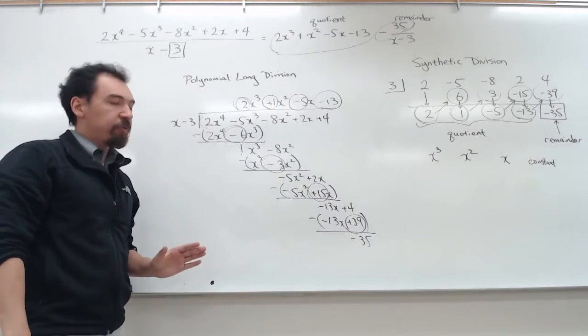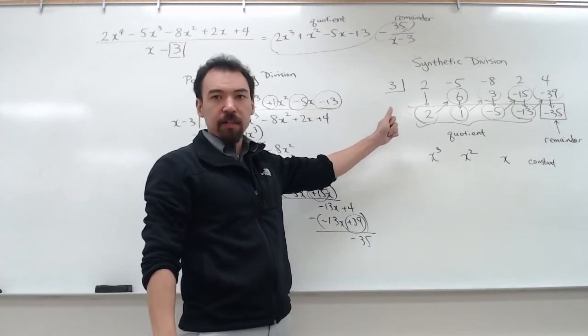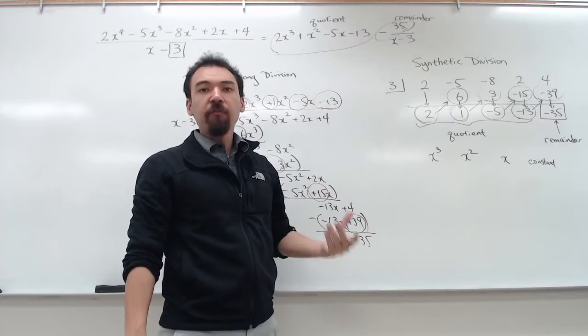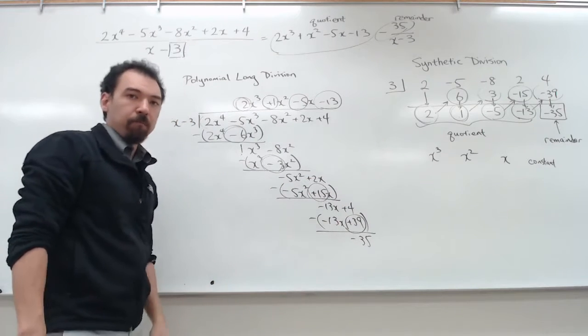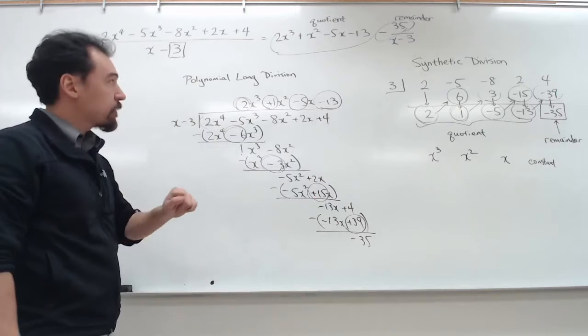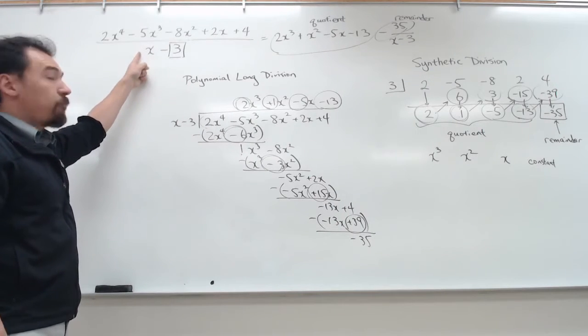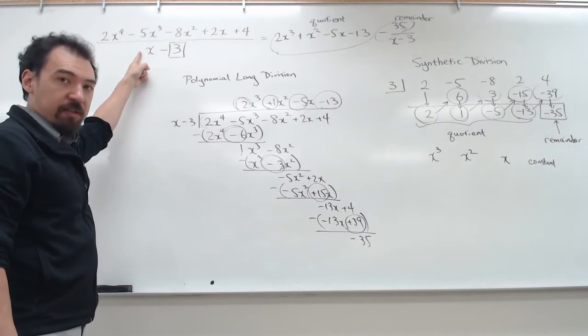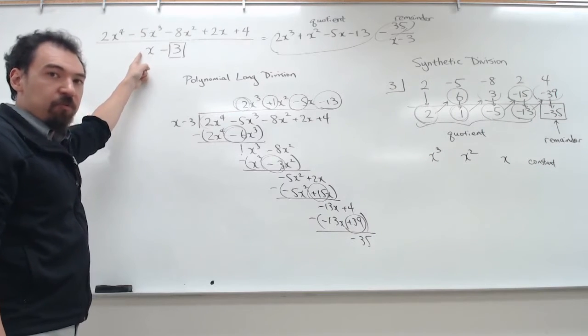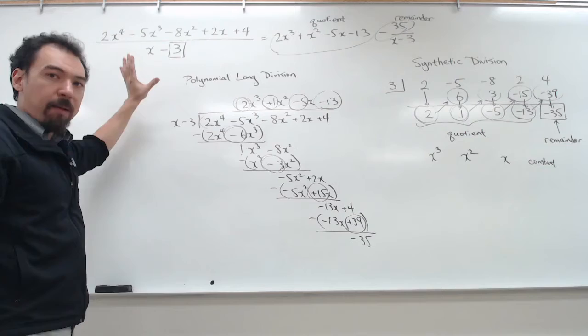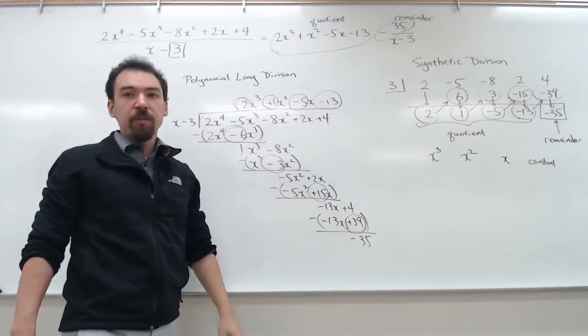And hopefully you can appreciate that this method is a lot less writing, which makes it a lot faster and a lot more convenient. But remember, the restriction is the divisor must be linear with a 1 coefficient on the x. And if that's not the case, you need to manipulate your problem to establish this first before you can go and do synthetic division.